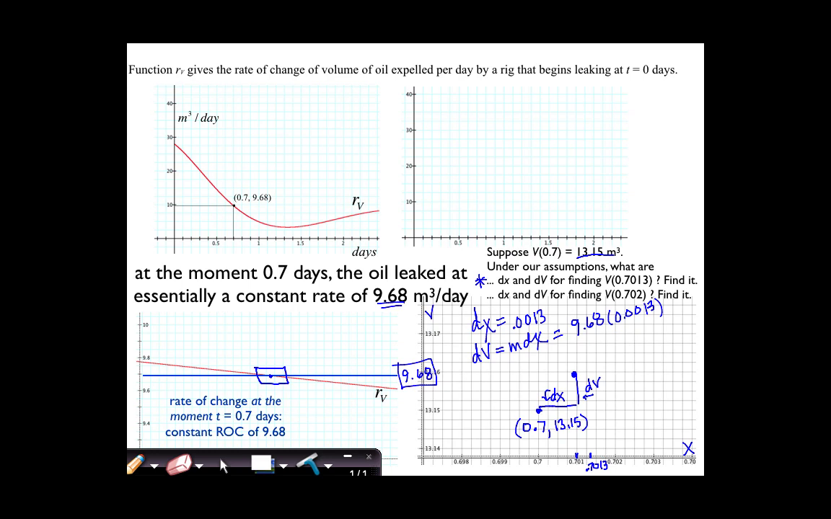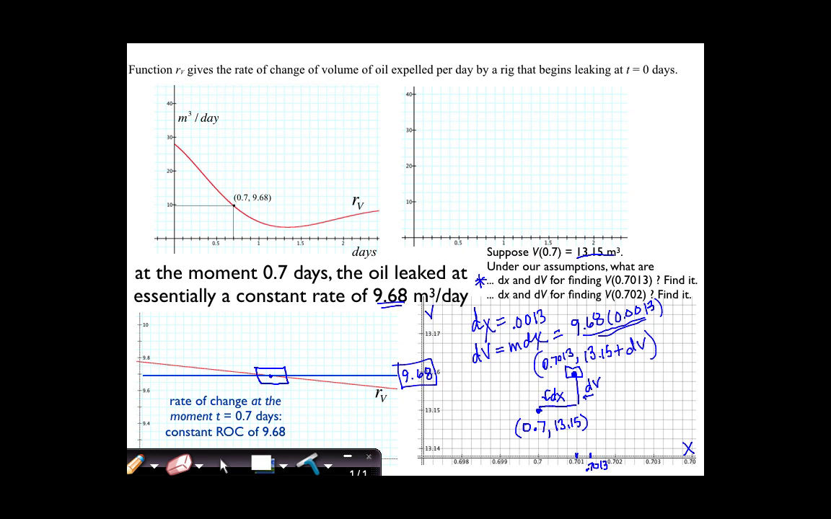So if I wanted to figure out what is supposed to be this y-coordinate here, how high is this actually supposed to be? What would I need to do to find the new volume of oil by time 0.7013 days? Add dV. Yeah, so it's my 13.15 plus dV, the dV that we just calculated here, this expression. So this is my 0.7013, comma, 13.15 plus dV.